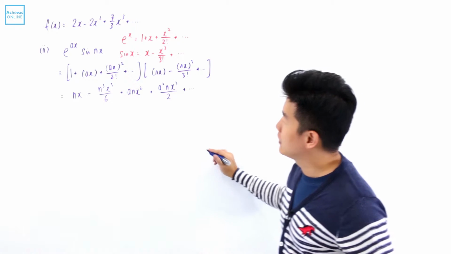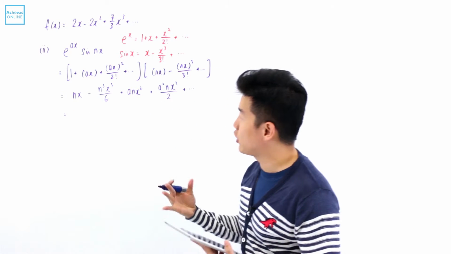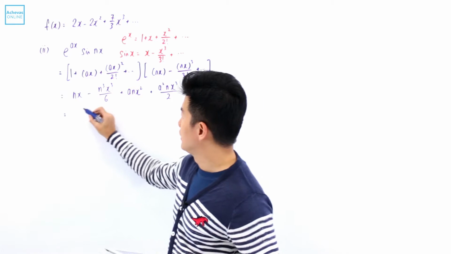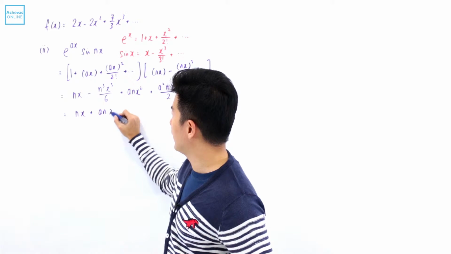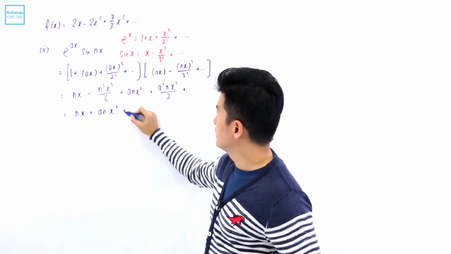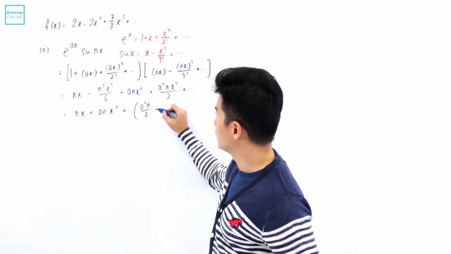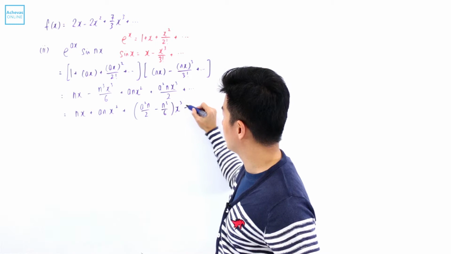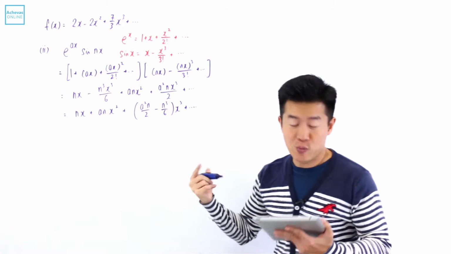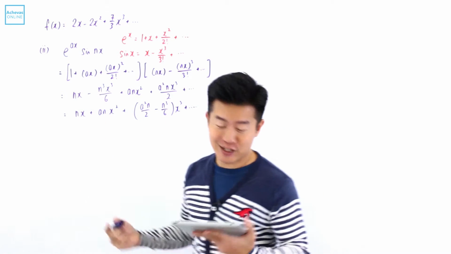So with what I have here, if I were to regroup them together so that all the same powers of x are together, it is going to be nx plus an of x squared, and this is going to be a squared n divided by 2 minus n to the power of 3 over 6 of x to the power of 3 and so on. Okay, so now we can do a comparison. If I were to compare, n is actually equal to 2.